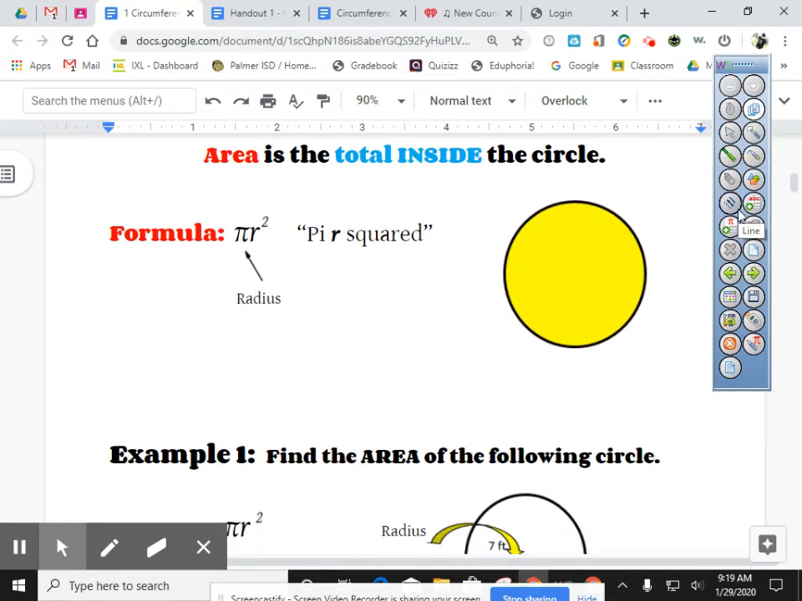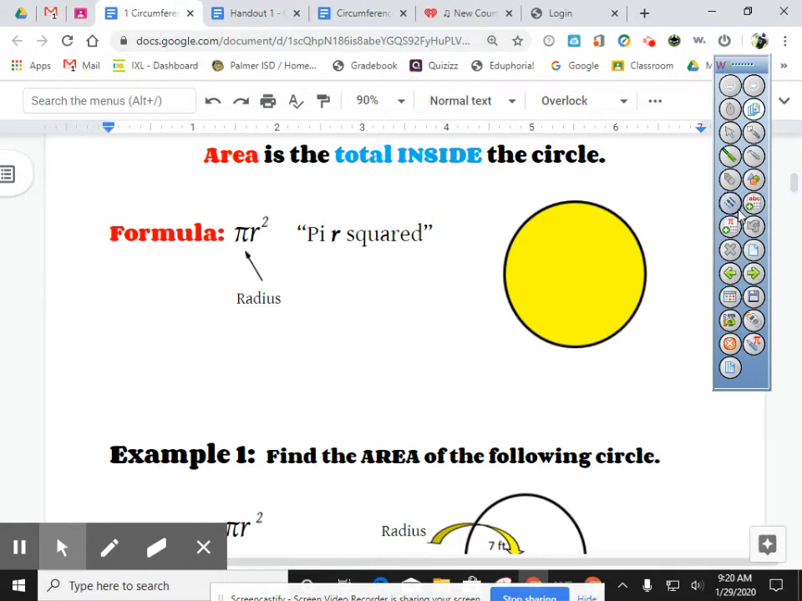Is this a new one? Area. The area of a circle. What does area mean? Inside, like if you paint it, right? And it's not just a circle, you find the area of squares and rectangles and all that. You already know how to do that. Circles are what's new. The formula is different. I wrote it right there, and I put quotes beside it. How do you say it?